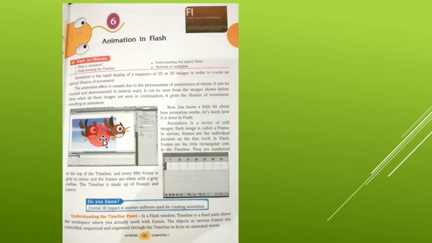So what are we going to discuss in this chapter? First of all, we will discuss what is animation, understanding what the timeline is, then understanding the layers panel, and then methods of animation. So these four topics we will be discussing here. First of all, what is animation?